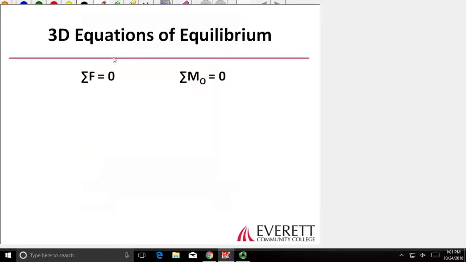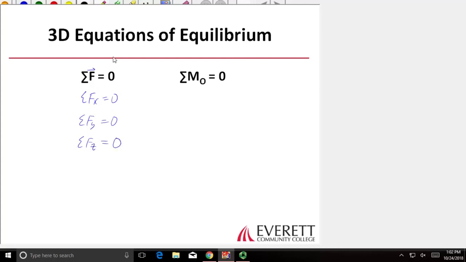Okay, so then, of course, we get to what equations do we use to solve these? When we were in 2D, we had 3 equations. When we're in 3D, we actually end up with 6. I think the sum of the forces are pretty clear because we already did that. Sum of the forces in the x, sum of the forces in the y, and sum of the forces in the z.